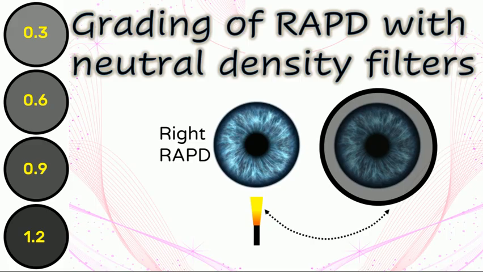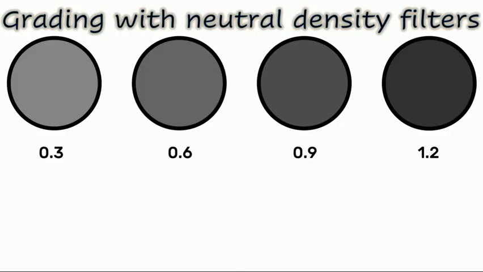Today we shall discuss how to grade an RAPD with neutral density filters. Neutral density filters reduce the quantity of light entering the eye when placed in front of it. They are called neutral as they do not reduce the color of the light.